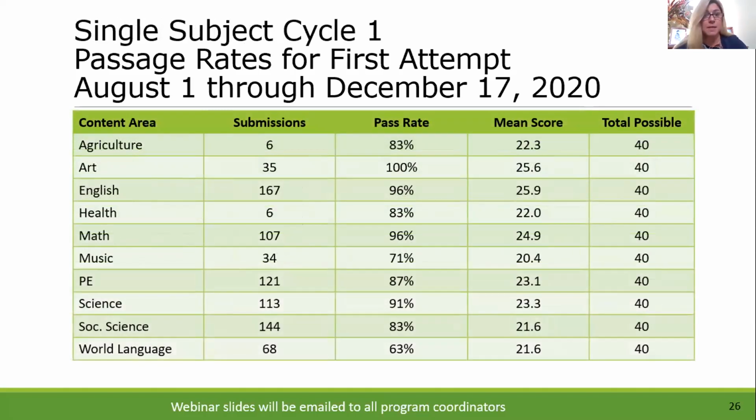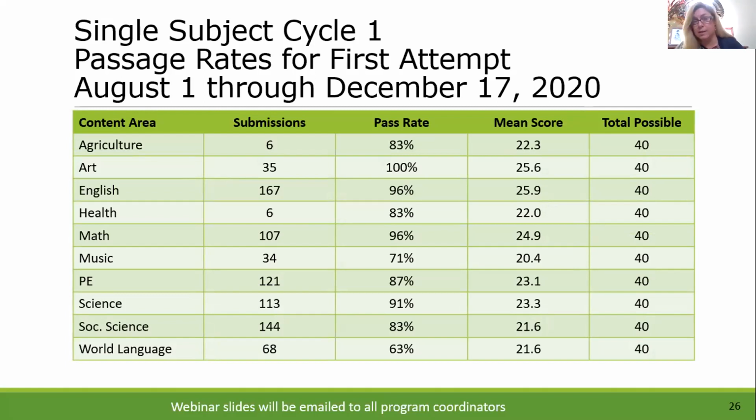We're now going to look at the same data, submissions, pass rate, mean scores, and the total possible scores. This is cycle one for all single subject areas that we've received submissions during the fall of 2020. So low number of submissions in ag and in health, but the other areas had higher number of submissions. Our pass rates range between 63% in world language all the way up to 100% in arts. And strong 80s and 90s in many of the other areas for single subject.